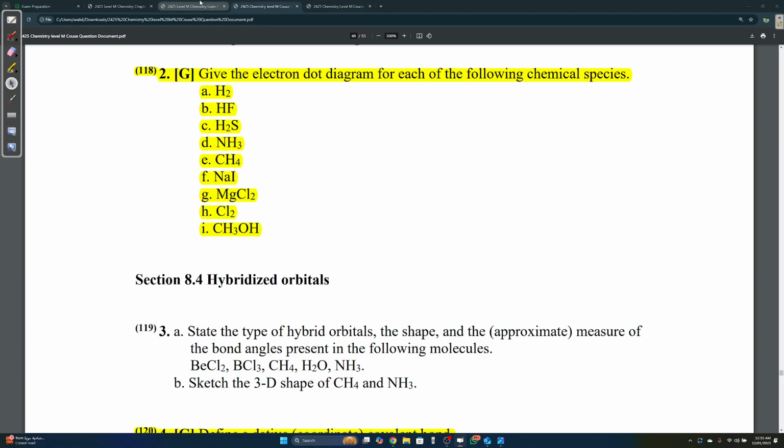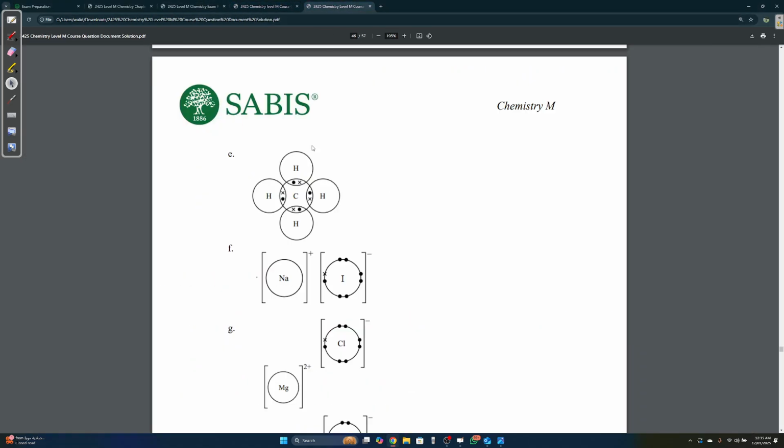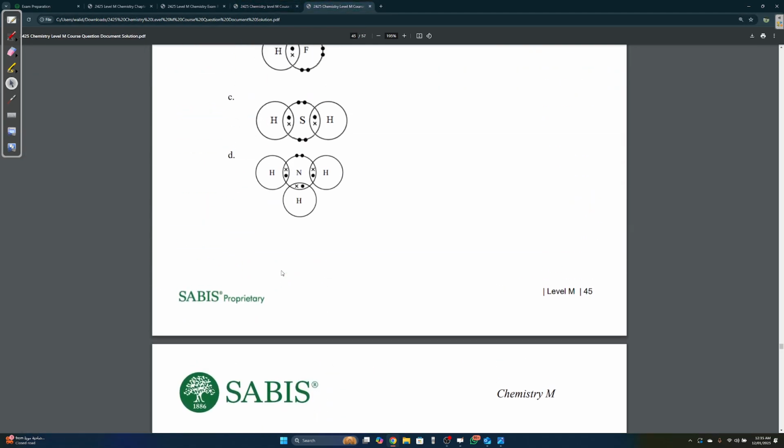NaI, MgCl2. Honestly, I feel like we're wasting a lot of time on this, so I'm just gonna skip. Why are they using ions?